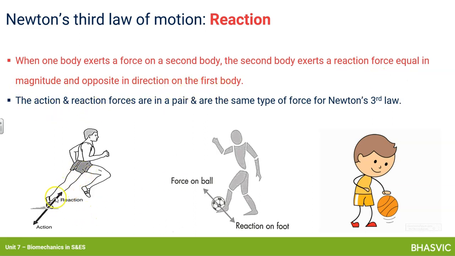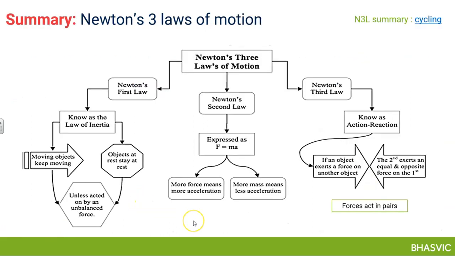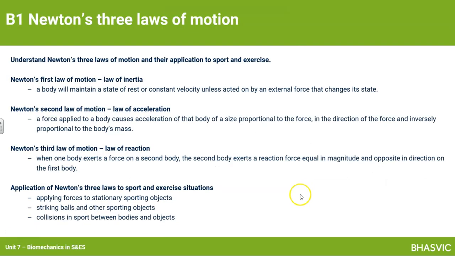So the athlete will push on the ground and the ground will push back on the athlete to propel them forward. The ball is struck, the ball will strike the foot. You push on a basketball, the ball pushes back on your hand. Hopefully pretty straightforward in terms of Newton's laws. This slide, I'll finish on this slide, just as quite a nice summary of the 3 Newton's laws of motion. I said I'd finish on the other slide, but this is the spec content for this video.